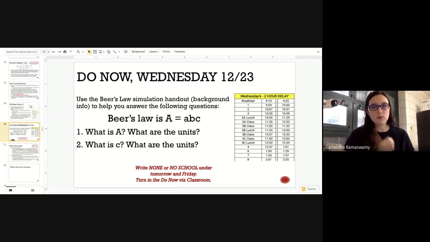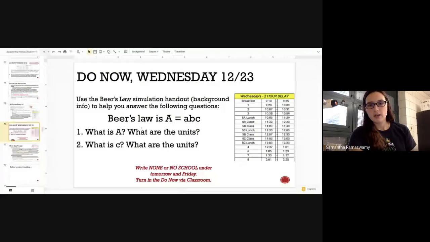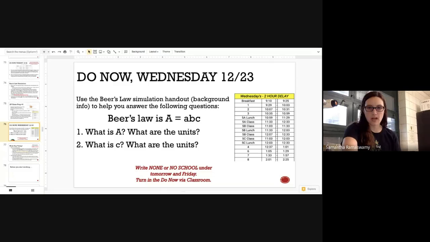All right, so the do now is actually to help with the Beer's Law simulation. I just want you to use the Beer's Law simulation handout. Really, it's just the background information to help answer these two questions. And I gave you Beer's Law. Beer's Law is capital A equals A times B times C. All of these variables represent something, and they either have units or they're unitless.